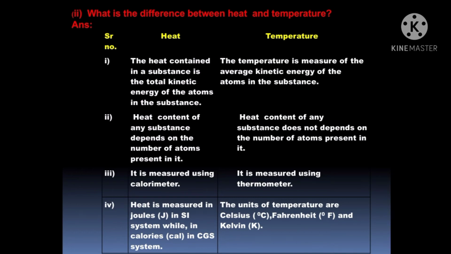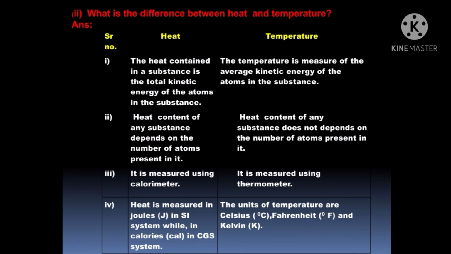When we want to know the temperature, what do we measure? We measure the average kinetic energy of the atoms in the substance. And in the case of heat, we measure the total kinetic energy of the atoms. Second one, heat content of any substance depends on the number of atoms present in it. Temperature does not depend on the number of atoms present in it.